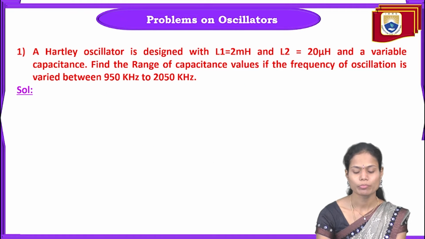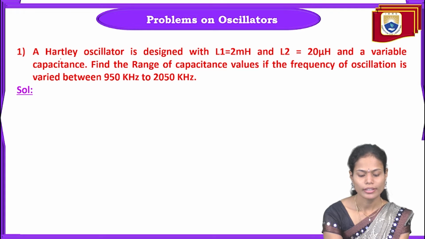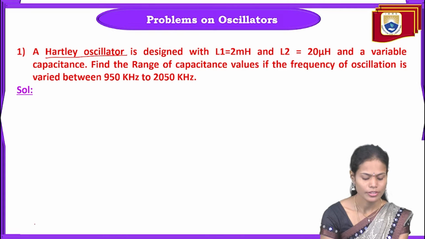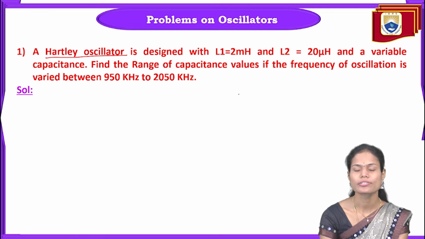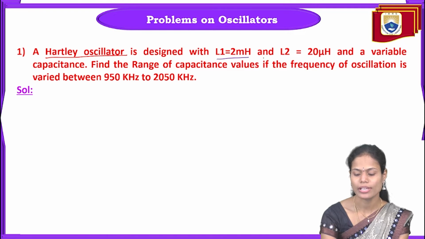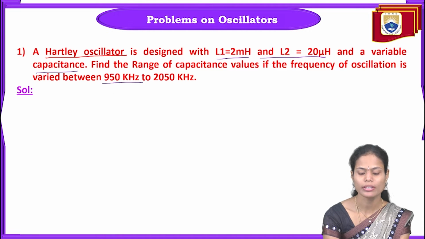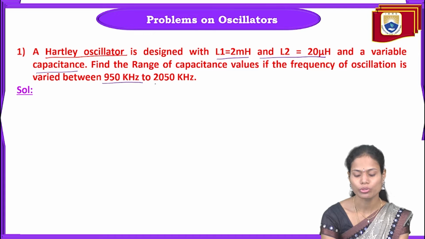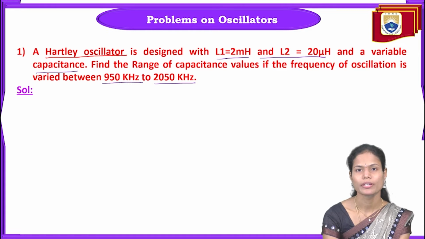Yes, while coming to the problems, a Hartley oscillator is designed with two inductances L1 as well as L2 and a variable capacitance. From this, we need to find the range of capacitance values if the frequency of oscillation is varied between 950 kHz to 2050 kHz.